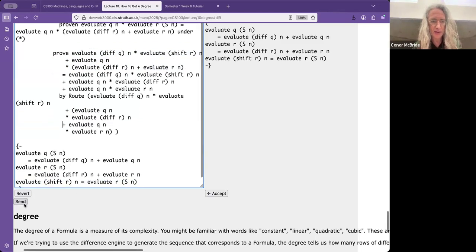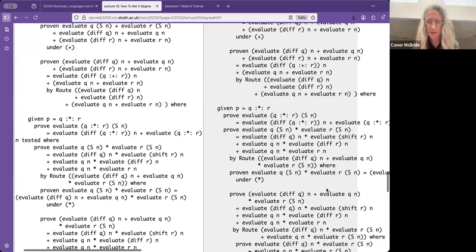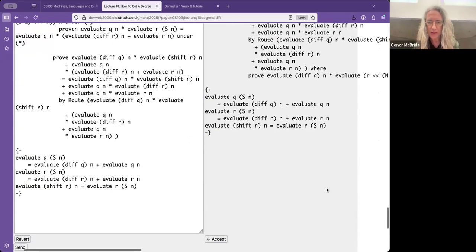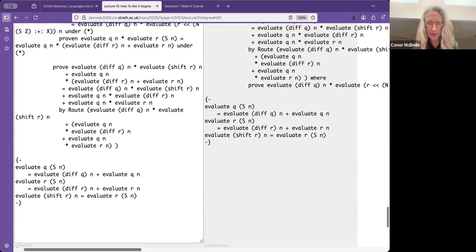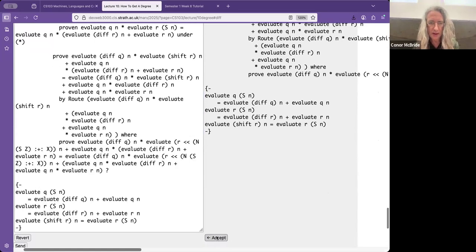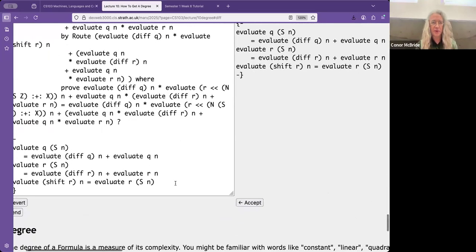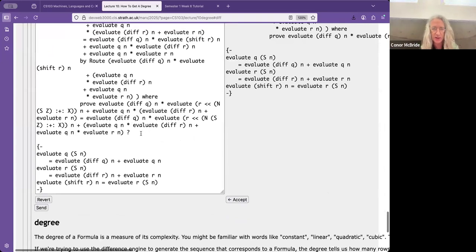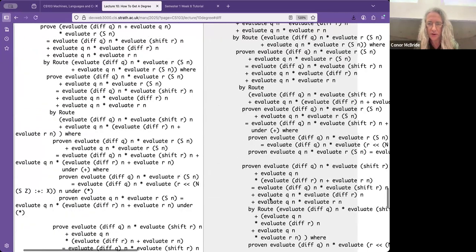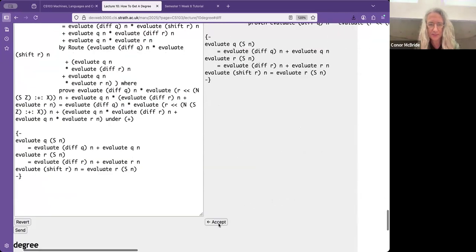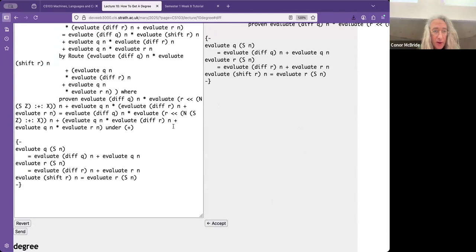And I'm going to hit send. And this time I only get one sub-goal because we actually made it all the way to the right-hand side. We just have to do some unders to justify the step we took. So hit send on under plus. And then what have we left?